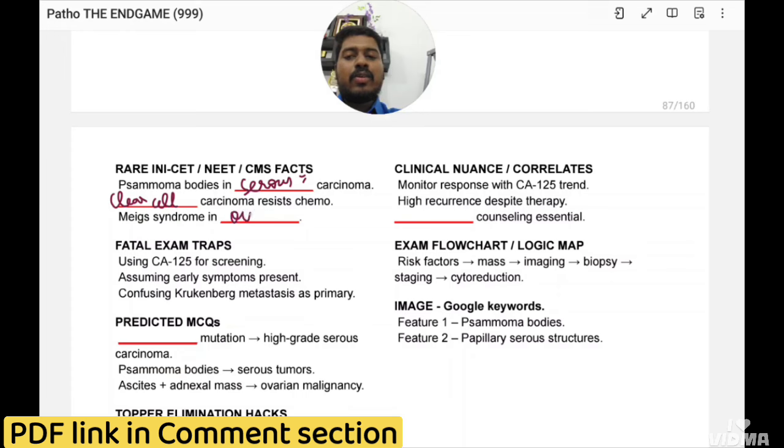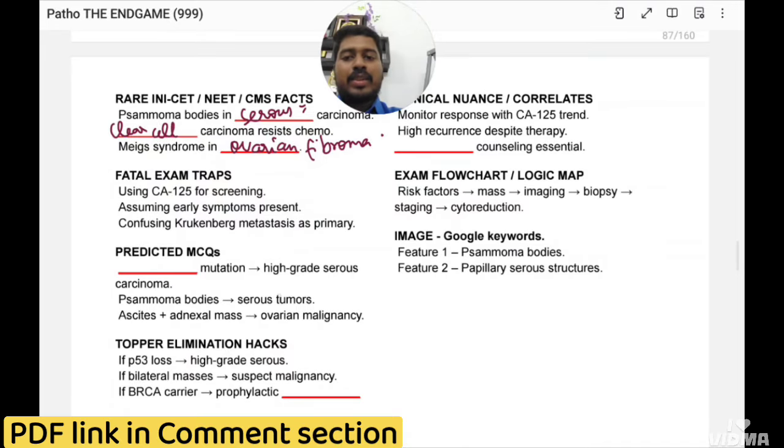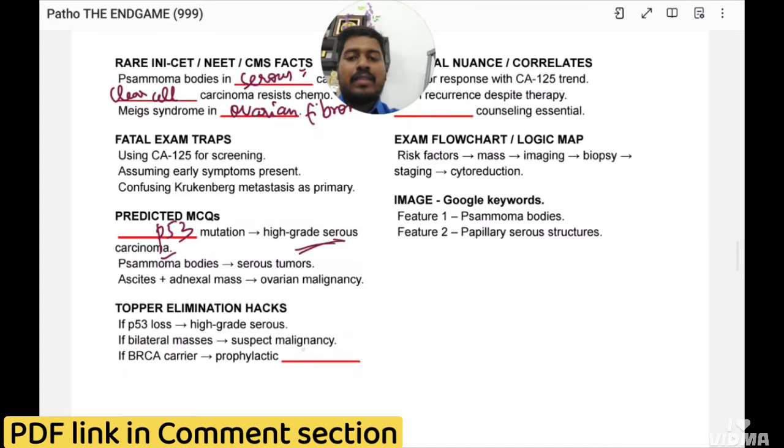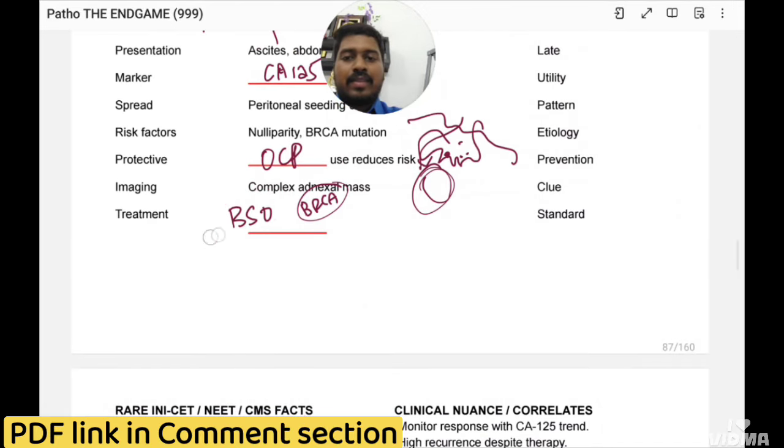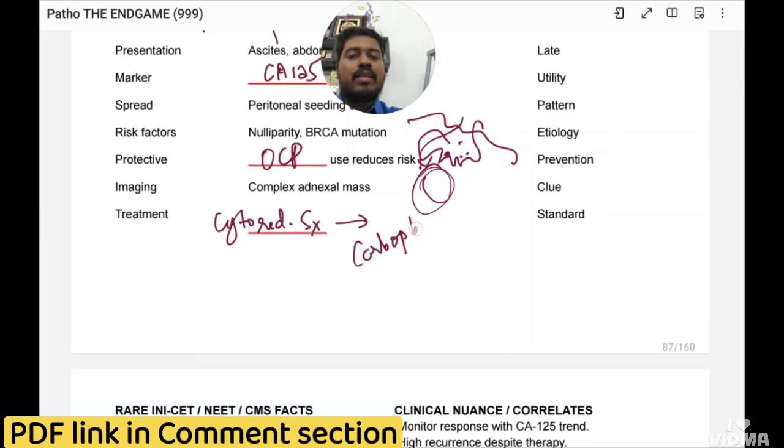Meigs syndrome is seen in ovarian fibroma. Pseudo-Meigs is seen in ovarian carcinoma. Okay. Which mutation? High grade serous carcinoma, again P53 mutation. If BRCA carrier, we do prophylactic bilateral salpingo-oophorectomy. Sorry, whatever is there, this is for ovarian CA. Treatment is first cytoreductive surgery followed by carboplatin plus paclitaxel.